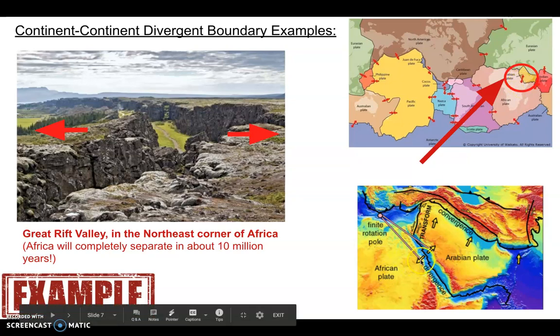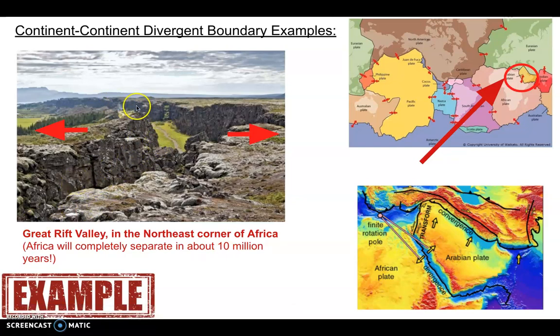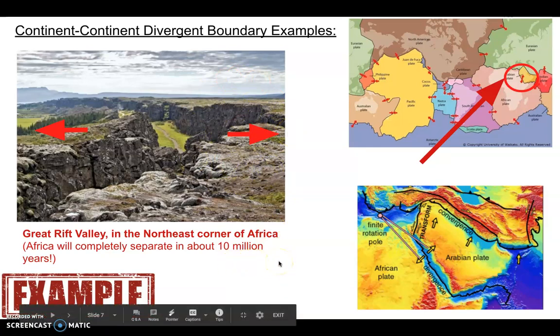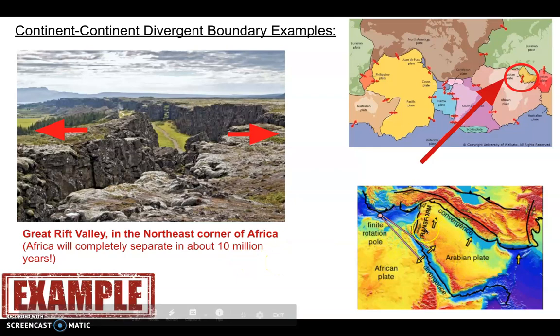And if we look in the bottom left, you can see the African plate is moving kind of to the southwest, and the Arabian plate is moving to the northeast. That divergent boundary is separating the continent of Africa. Makes a really big rift valley. Again, you can see one tectonic plate moving in this picture to the left, and then opposite that, a tectonic plate moving to the right. Scientists predict that in about 10 million years, Africa will completely separate. This little Arabian plate will completely break off of Africa.